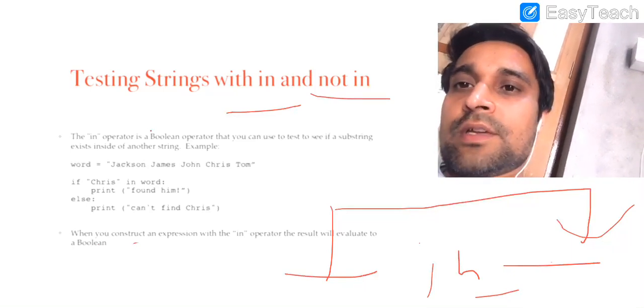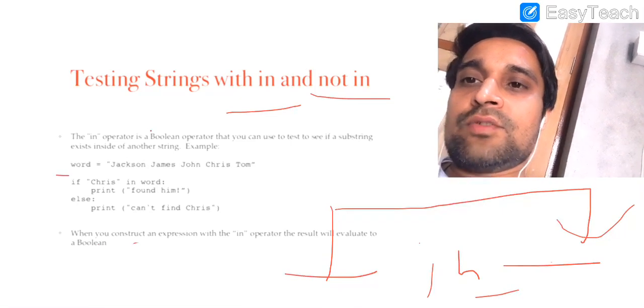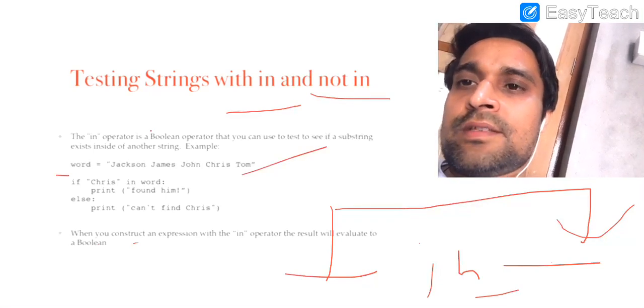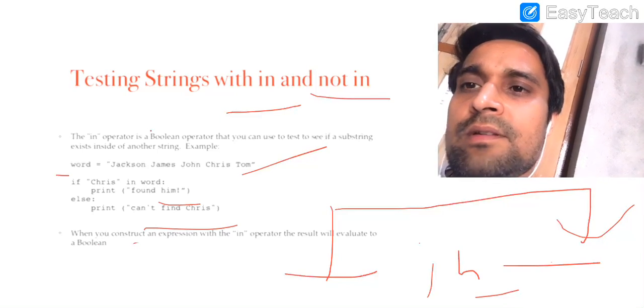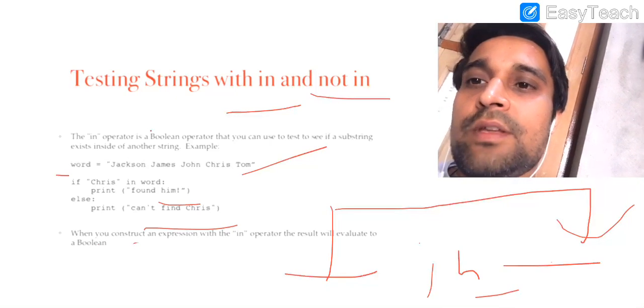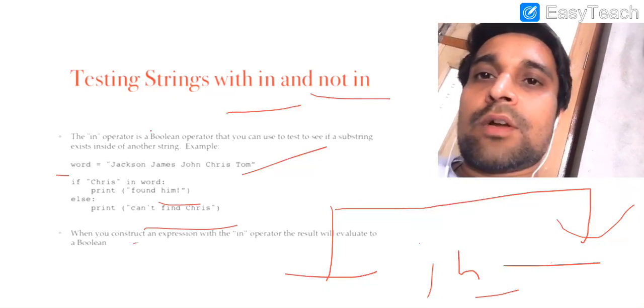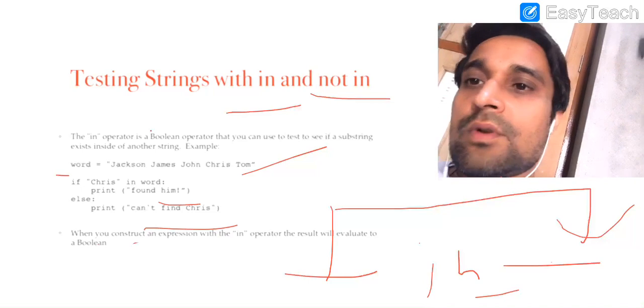Here in our example that you can see, we have written a string, the name of the string is word, and we have written Jackson, James, John, Chris, Tom. If Chris in word, then we want to print found him, otherwise we want to print cannot find Chris. But Chris is available in our actual string, so we will get the result as found him on the output screen with the help of the print function, which is available as a statement in the if block of our code.